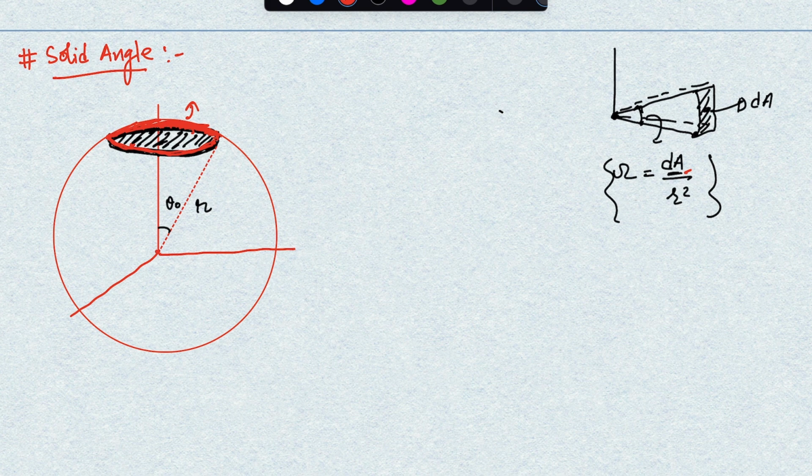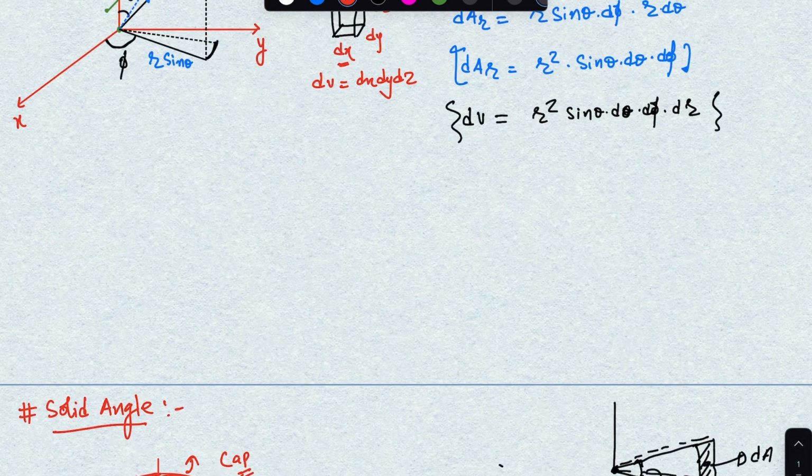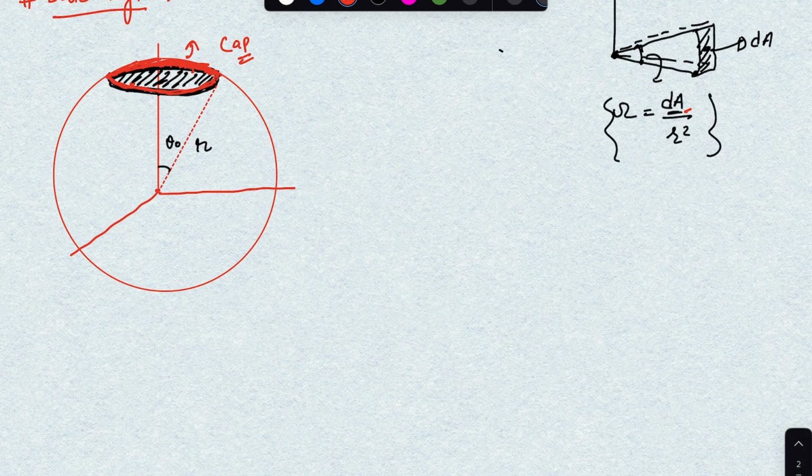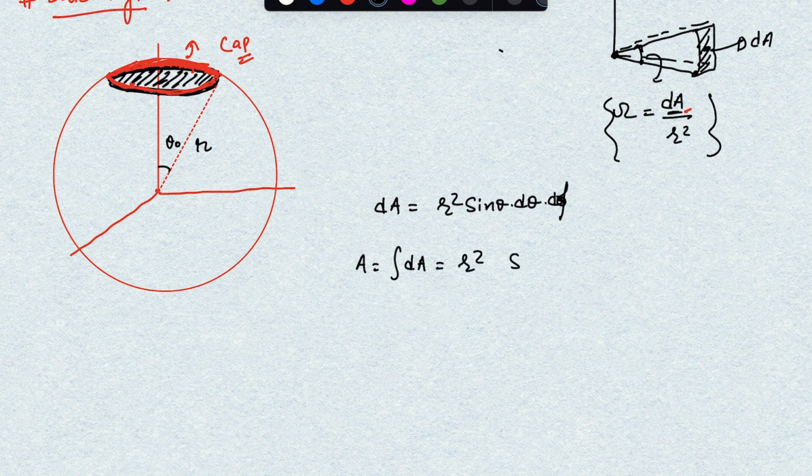Basically the area of this cap, we'll call it the area of cap. So we need to find out that area of cap. So how do we calculate? All the points on that area of the cap are at a constant distance, so we'll apply this formula. We have this formula, dA equals r squared sine theta d theta d phi. Okay, so total surface area is the integration of dA, where r squared is just a constant, and then we have the sine theta d theta integration and the integration of d phi.